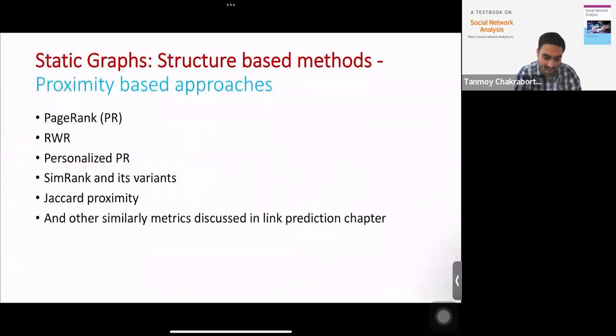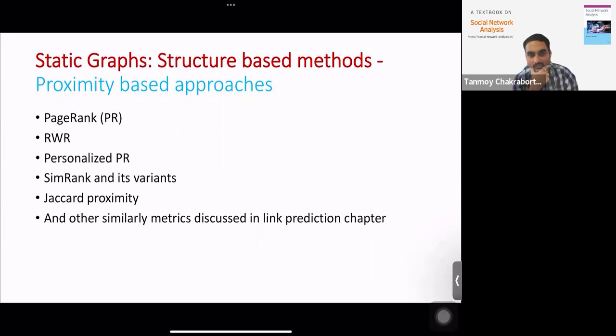Okay. This is the simple feature-based approach. You look at the features and you detect anomalies in an unsupervised manner. Okay. So now we look at some of the other approaches.